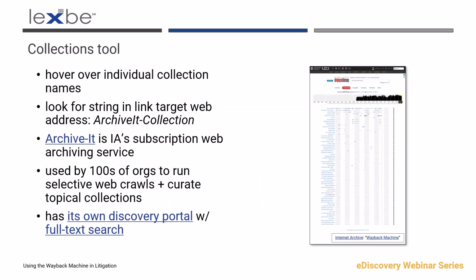As we move the cursor over each of the collection links, we want to keep an eye out for the string archiveit-collection in the link target web address. Archive-It is the Internet Archive's subscription web archiving service used by hundreds of organizations to run their own selective web crawls and curate topical web archive collections. While all of the web content archived through Archive-It is indexed into the Wayback Machine, Archive-It also provides its own independent discovery portal, which includes full-text search.